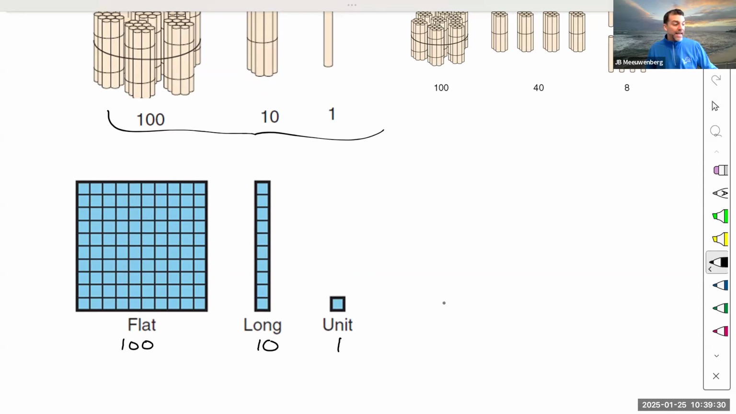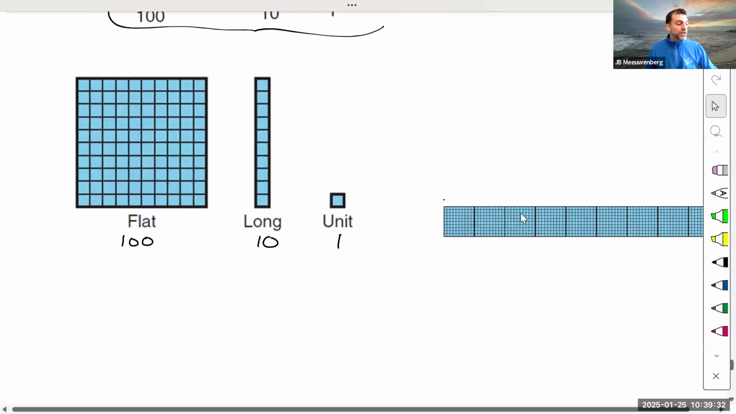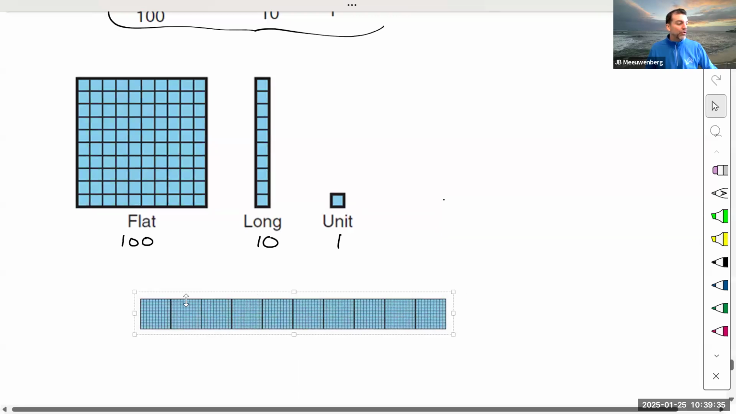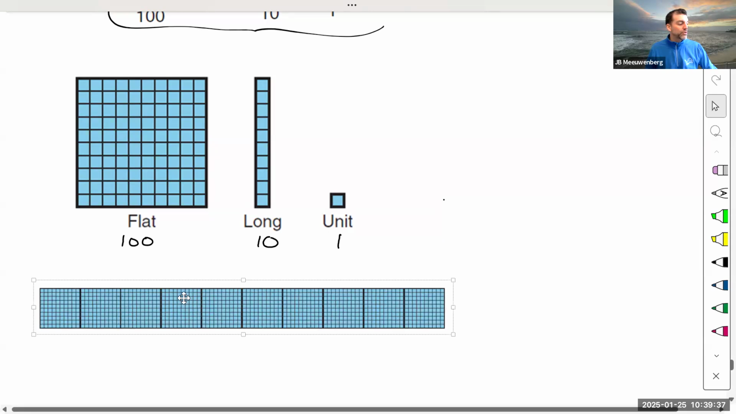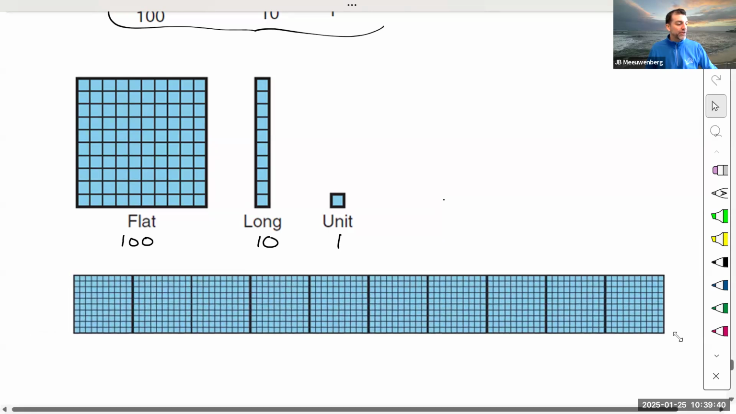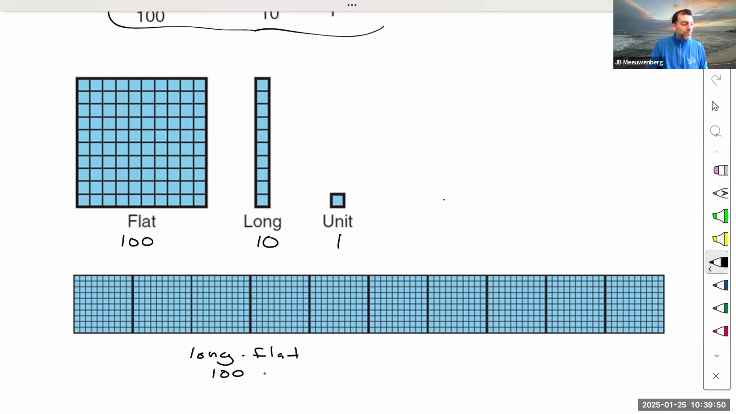If you need to go to a bigger number into the thousands, we can use one of these, which would be that long flat. Remember, we worked with those back in the very beginning. We would call this a long flat, and it would have a value of 1,000. Again, 10 by 10 is 100, and then we have 10 groups of those. So this represents 10 to the 3rd power, 10 times 10 times another 10.